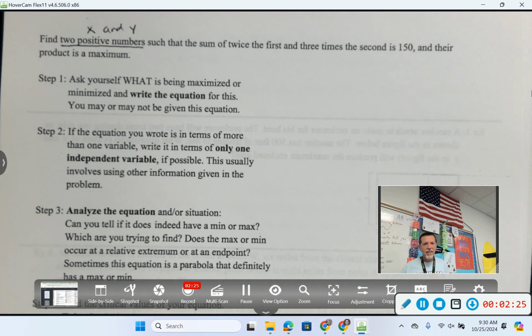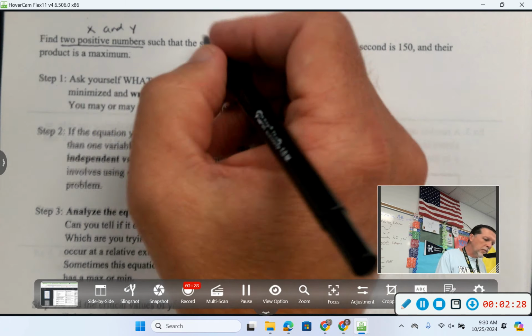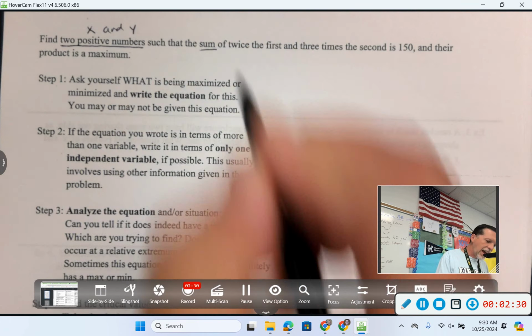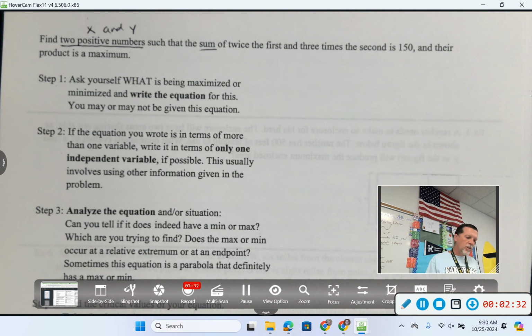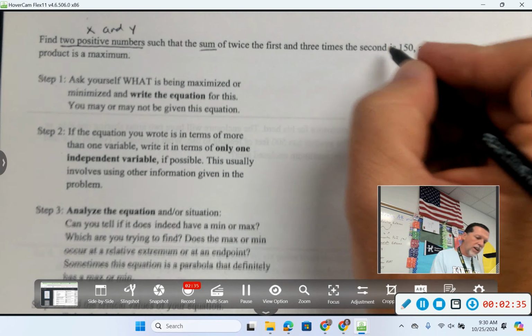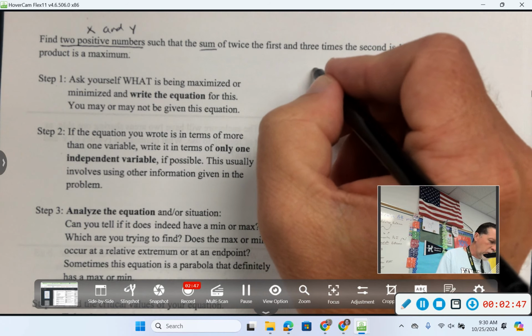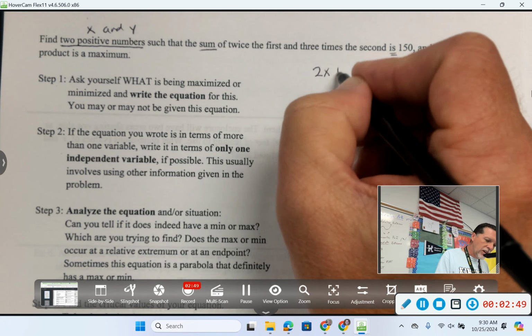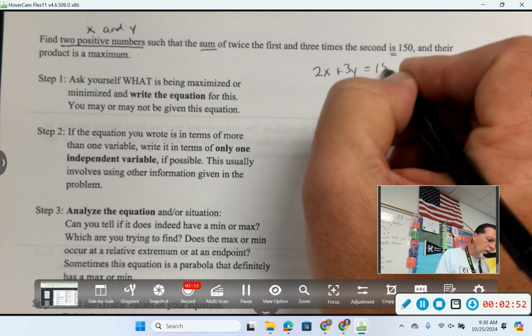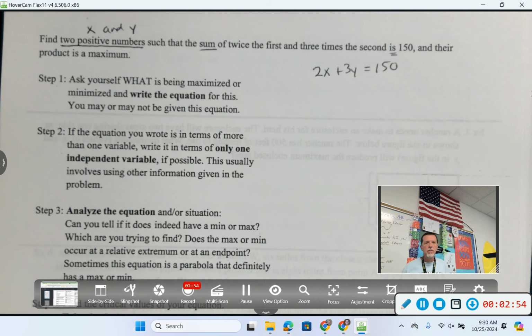Such that the sum, what does sum mean? Add. Twice the first and 3 times the second is 150. So that's going to lead to an equation. Not maximizing off that equation. That's just a straightforward twice the first, 3 times the second. So twice the first plus 3 times the second is 150. And their product is a maximum.